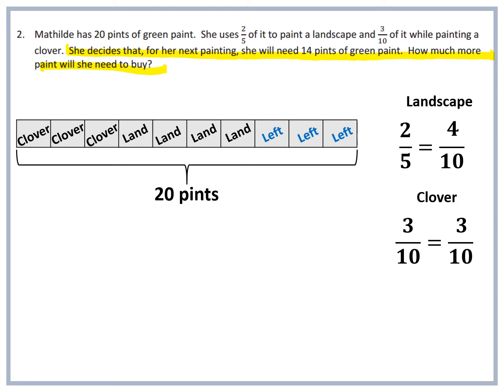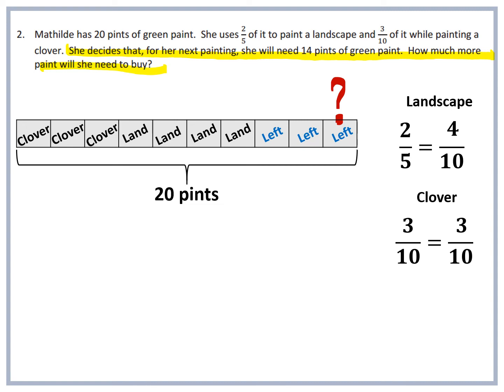So these boxes that are not labeled yet are the boxes that tell us how much paint is left. Like the last problem, I'm going to figure out the value of how much is left. Because if I know how much is left, then I can see if she has enough of the 14 pints or if she needs to get more. Like the last problem, I'm going to figure out what one box is. Because if I know the value of one unit, then I know that the unit next to it is the same value, and so is the unit next to it.